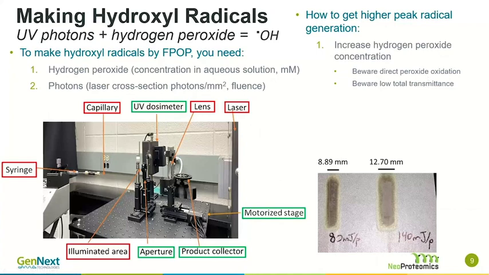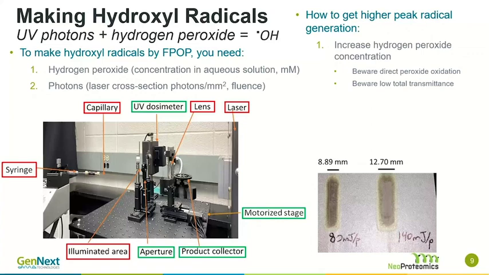oxidation. The second thing you have to be careful of is if you add in way too much hydrogen peroxide, you can absorb so much of your photons that you end up getting low transmittance through the capillary. So a significant portion of your photons are being absorbed by the peroxide. The reason why that's a problem is because if your concentration is so high that you have significantly more photons at the front of your capillary than you do at the back, then you'll end up generating a gradient of hydroxyl radicals. You'll have more hydroxyl radicals on the side of the capillary close to the laser than you do on the side far away from the laser.